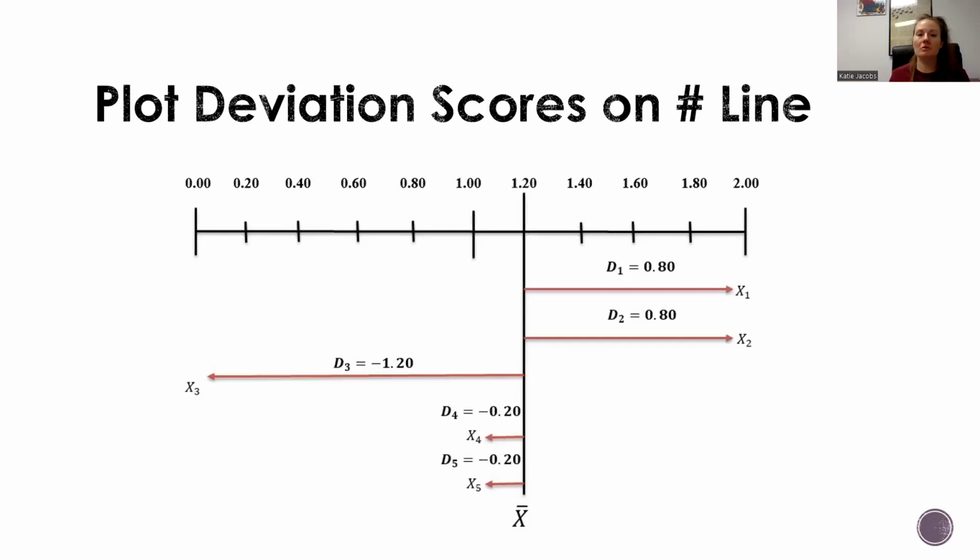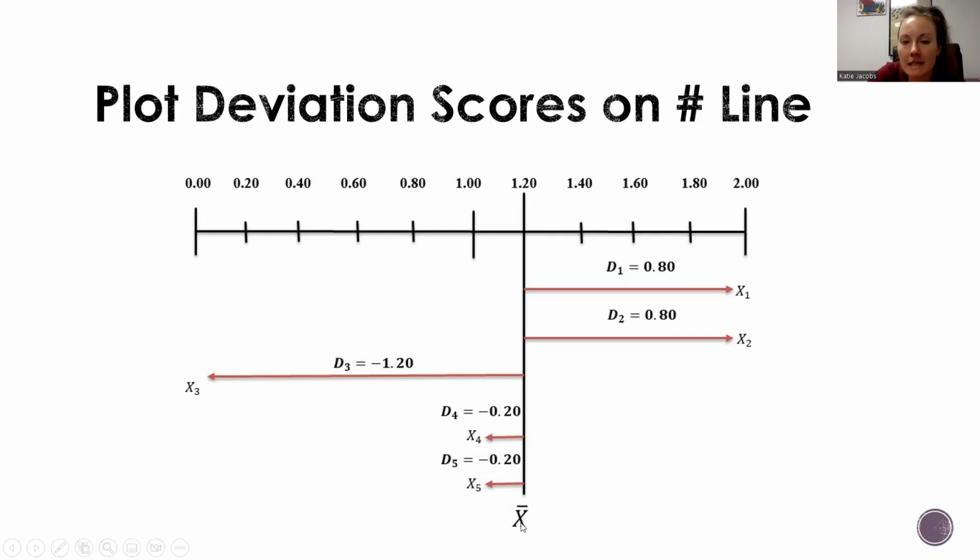All right, so when we're looking at this again, I plotted these numbers onto a number line to help visualize it here. So let me talk us through what's going on here. We see that our mean is in the middle here. So you see 1.20 on our number line, that's the mean.